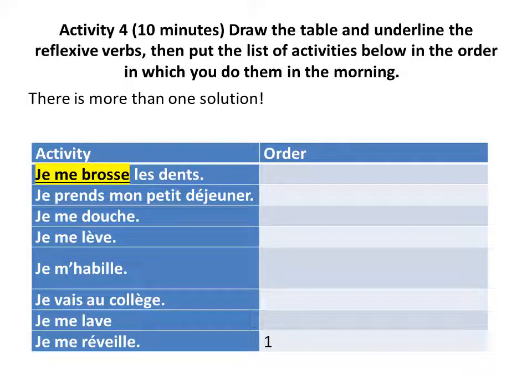Then what I'd like you to do in the second column where it says order is to put the list of activities below in the order in which you personally do them in the morning. So obviously there's more than one solution because you will do things in a different order to other people. However, we all have to wake up first thing in the morning. So the first one that you will need to write on a list is going to be je me réveille. Once you're ready to start with this, pause the recording and press play when you're ready to continue.